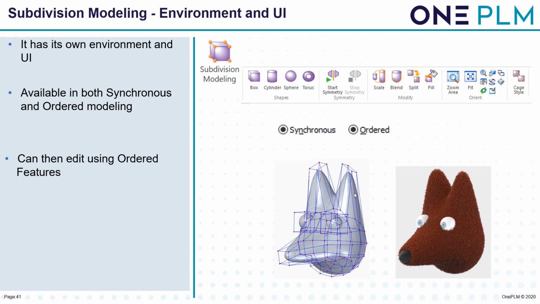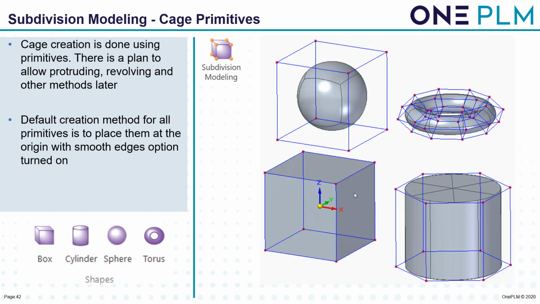So within the surfacing tab on the left hand side, we've got subdivision modelling, which will then take us into that component. It's available in both synchronous and ordered modelling, but we can only then edit using ordered features. So if we've started in synchronous, created our subdivision, if we try and do a round, it won't let us use a synchronous round. We have to go into ordered and do a blend, split, thin wall, all the different options in the ordered modelling afterwards.